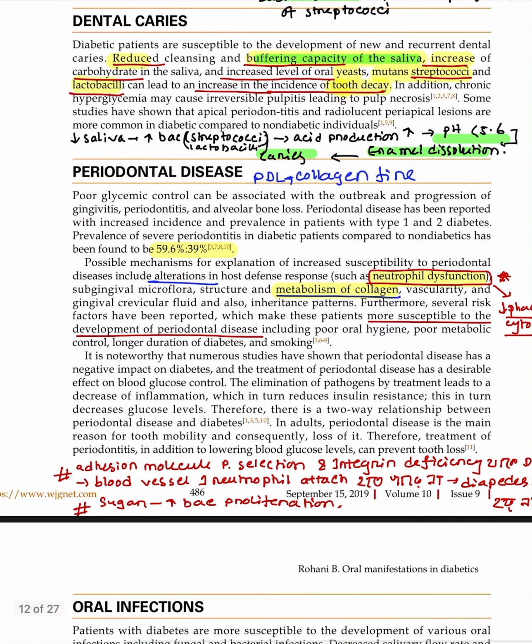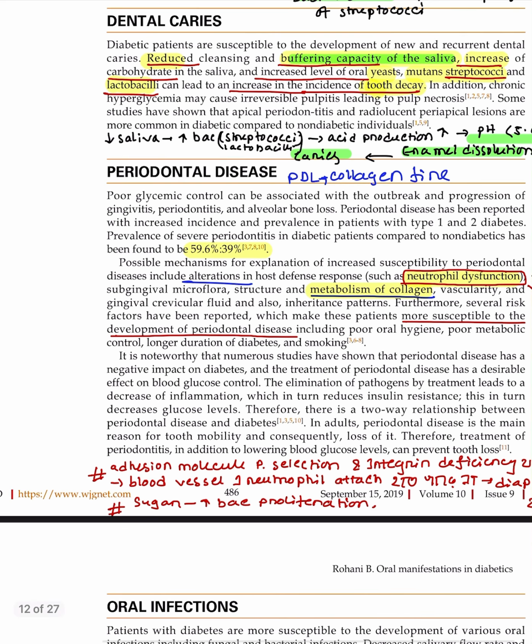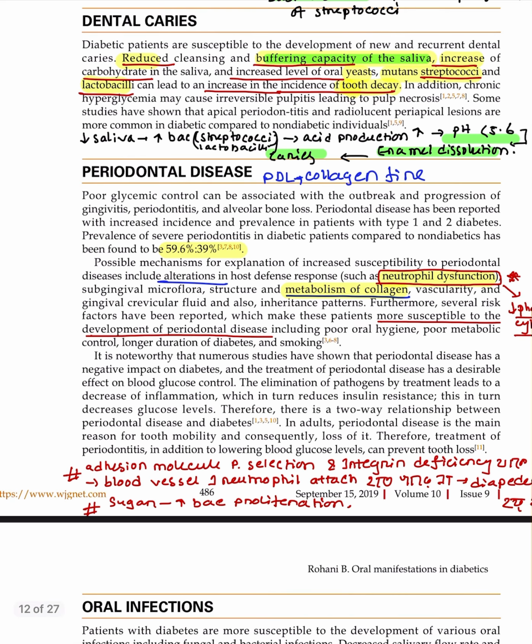We already talked about periodontal disease. But why does this periodontal disease occur? Because in a diabetic patient, we see two things. Number one is neutrophil dysfunction. Why this neutrophil dysfunction? Normally, when there is a foreign body outside a blood vessel, say this is a blood vessel and this is a neutrophil, and this is a foreign body outside, what will happen?